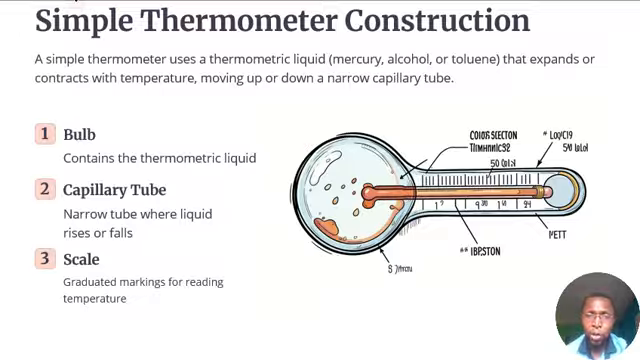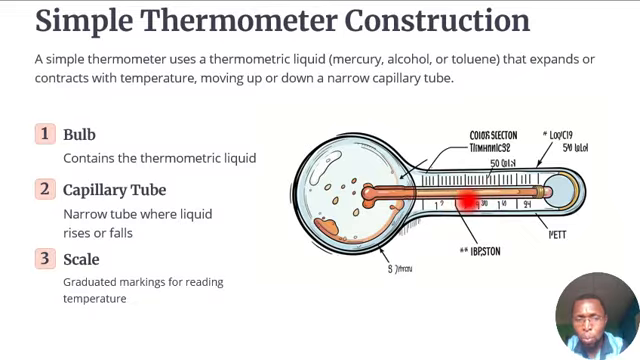Now, let's talk about the features of a simple thermometer. As you can see in this diagram here, this place is called the bulb. The bulb, okay. The bulb contains the thermometric liquid. This thermometric liquid can be either mercury or alcohol. Okay. Now we also have what we call the capillary tube.